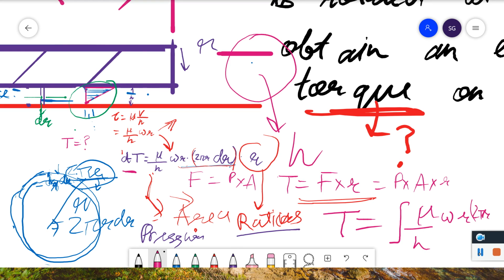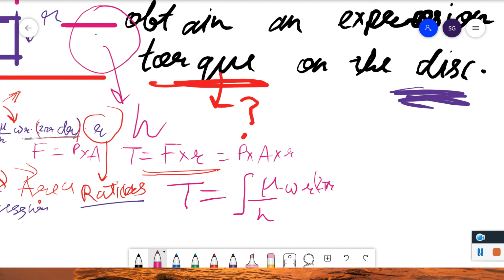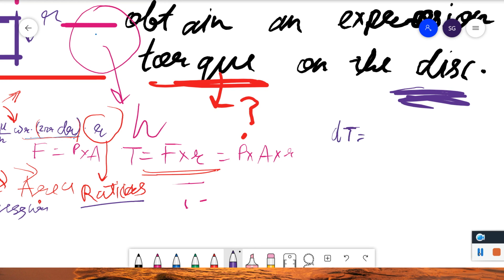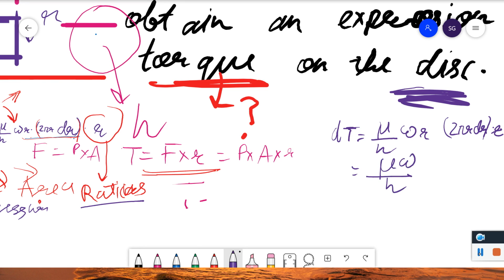Wait, I'll make it more clear. Sorry, dT we have found out that dT was mu upon h omega r 2 pi r dr into r. Now we will simplify and then it will become mu omega upon h 2 pi r cube dr. Fine, it is dT.